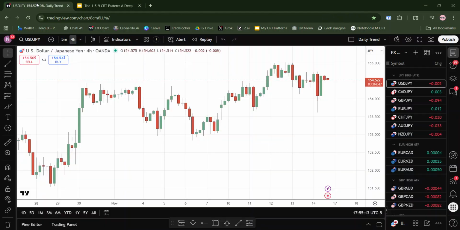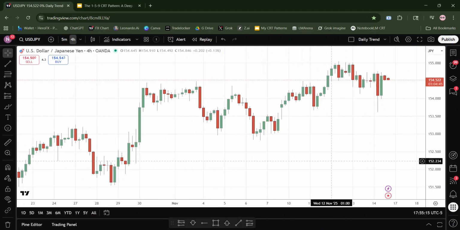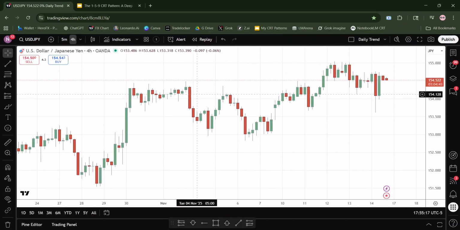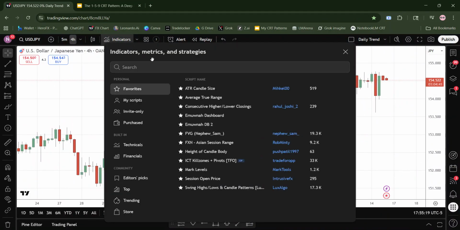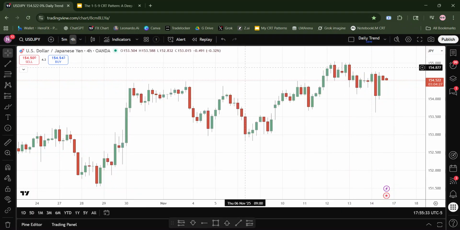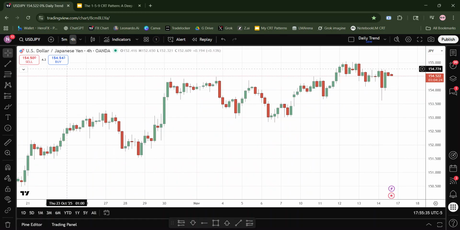So let's set up a chart now. Let's get to the fun part. So on your TradingView chart, got a blank canvas here. For indicators, all you really need is, I think I already saved it to my favorites. Let's see, session open price. There it is by Intrusive FX. I'm going to click that. Okay, and then you should see some lines pop up on your chart.